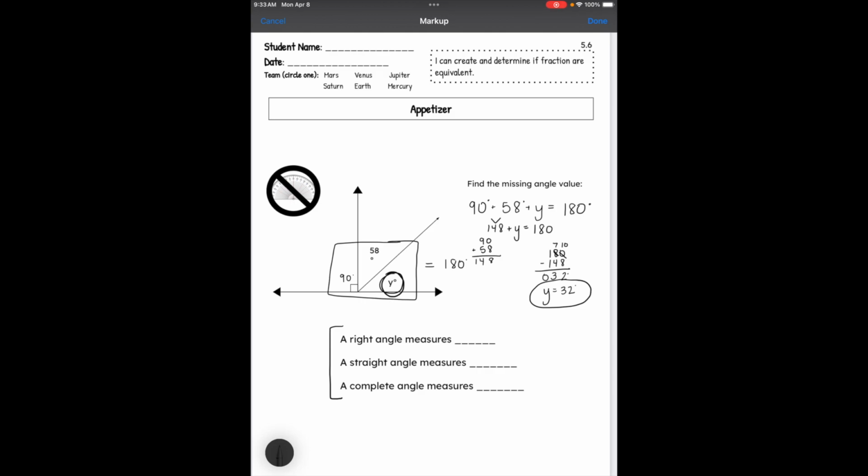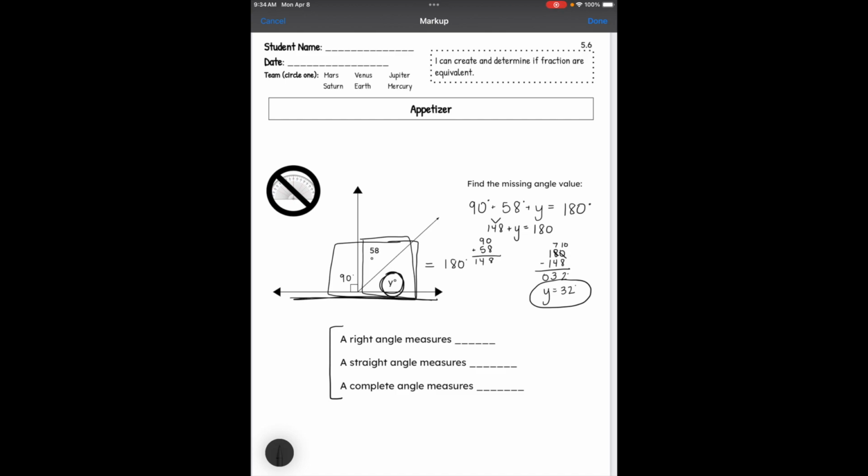Now, I solved it the way where I added up. I noticed that this was a straight angle, so I knew that all three of these angles needed to measure up to 180 degrees. Or you could have solved it where these two had to equal 90 degrees. But no matter what, you should have gotten that y equals 32 degrees.